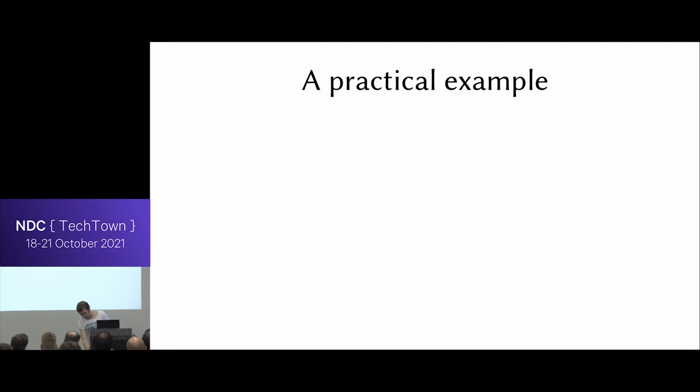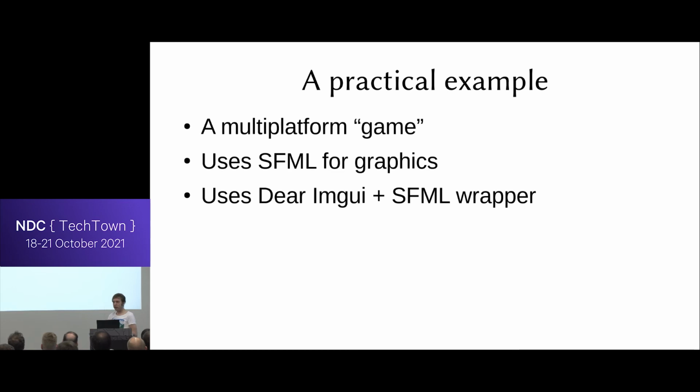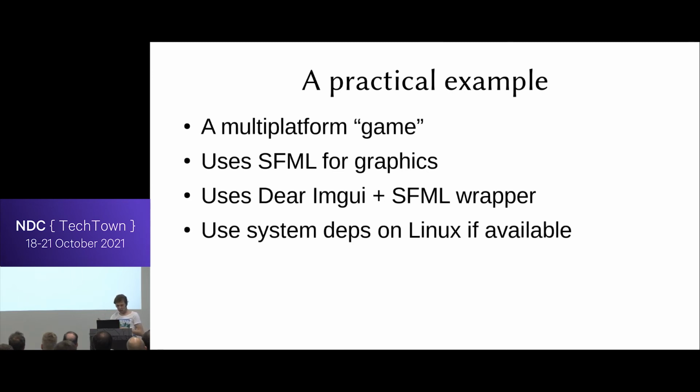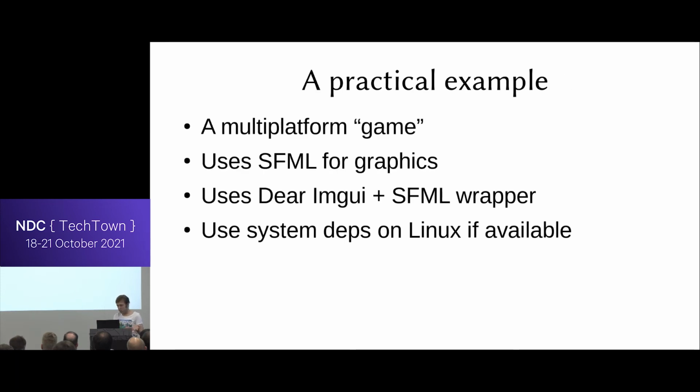Right, so let's look at a practical example. Let's do a multi-platform game. It's in quotes because the actual game part is missing, but you can get a window running, so that's 95% of the work, right? Game developer agrees. So let's use SFML for graphics. And then on top of that, we add the GUI. We're using Dear ImGui, and there's a specific SFML wrapper library on top of that. On Linux, we use the system dependencies if they're available. And if they're not available, then you just build.